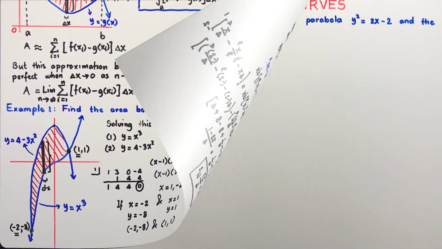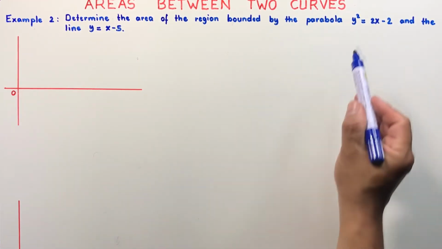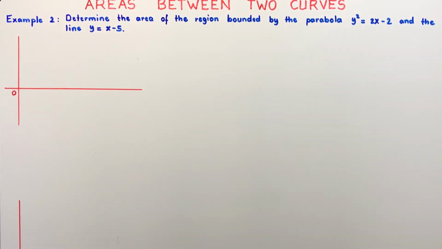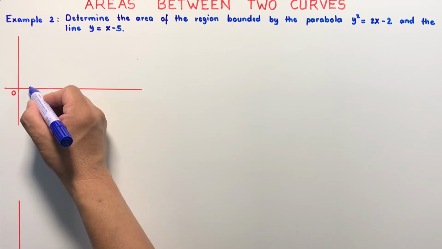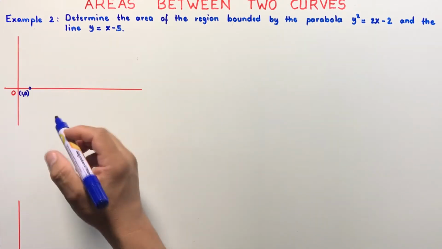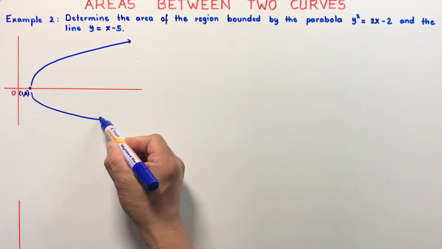Now, let's proceed to our example number 2. Determine the area of the region bounded by the parabola y squared is equal to 2x minus 2 and the line y equals x minus 5. Now, we know that this is a parabola opening to the right whose vertex is at the point (1, 0). So it has the vertex at this point, at the point (1, 0). And it is opening to the right here.